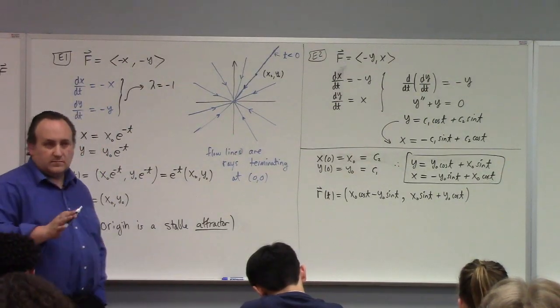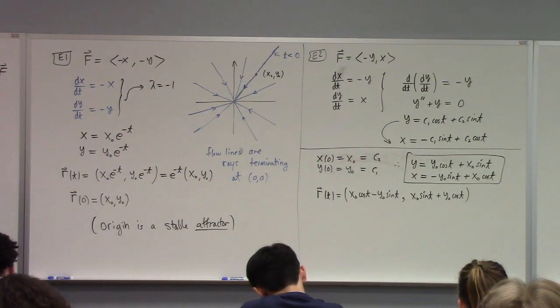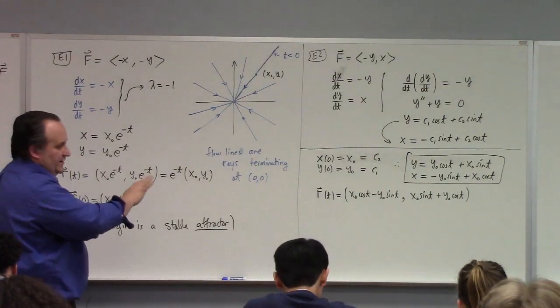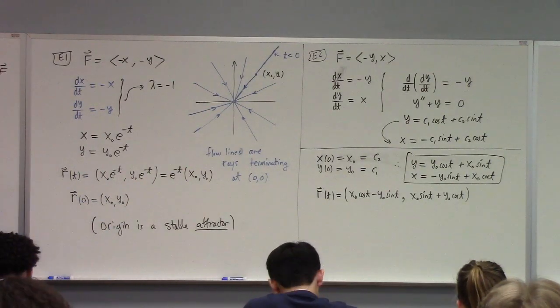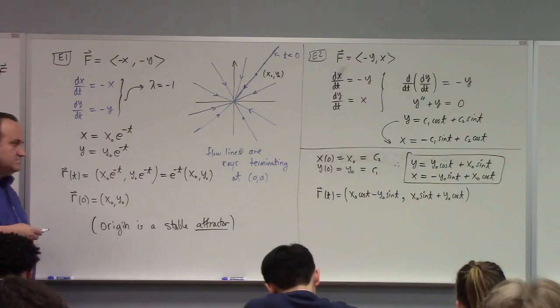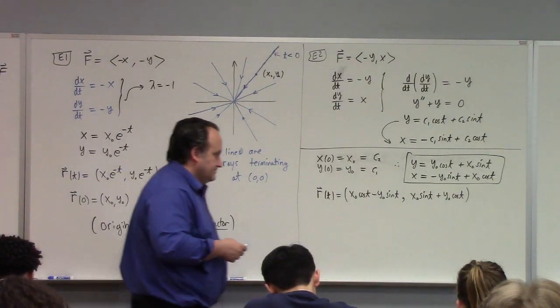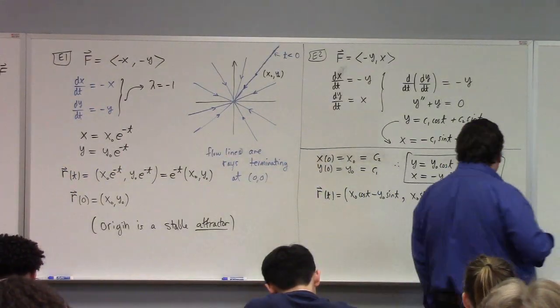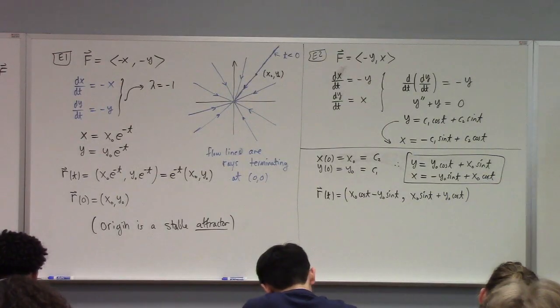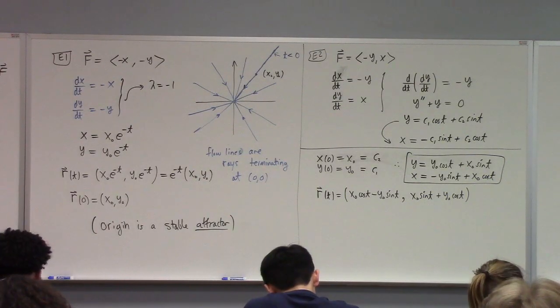Any questions? So that would give me a curve which goes through the point x naught, y naught. Do you guys know what this curve is? It is a circle. I don't know.